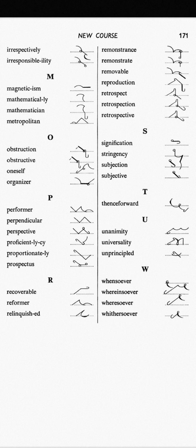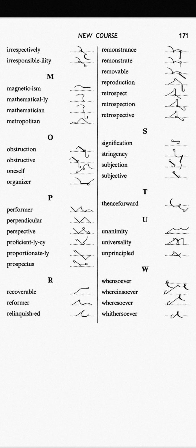Irrespectively, downward R on the line, S circle, P through the line, V with L hook through the line. Irresponsible, irresponsibility, downward R on the line, S circle, P with NS circle through the line. Magnetic, magnetism, M stroke above the line, G stroke above the line.